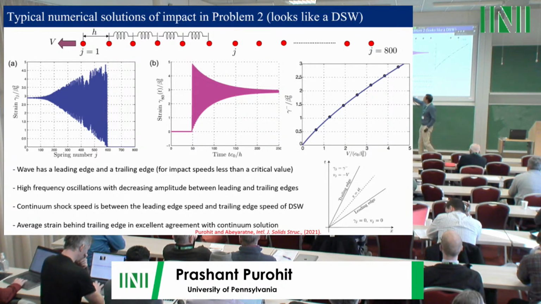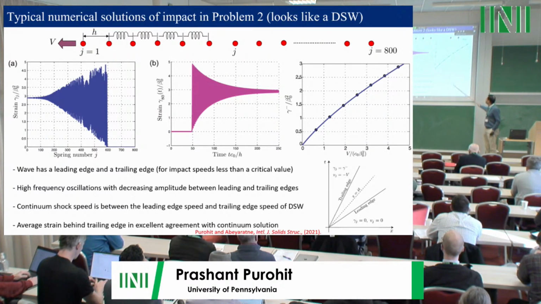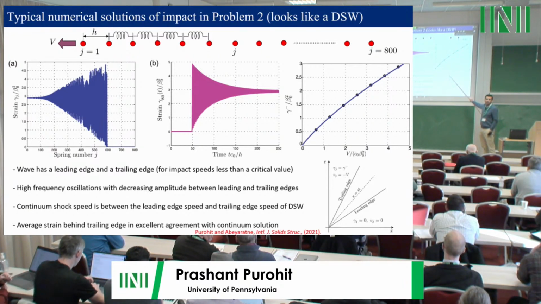This looks like a dispersive shock wave. The xt plane of it looks like that. There is a leading edge. There is a trailing edge. And the shock wave speed that we computed using the continuum formula in problem 1 lies somewhere between the leading edge speed and the trailing edge speed of the dispersive shock wave. Behind the dispersive shock wave, the strain is gamma minus, which agrees very well with the continuum solution that we calculated before.